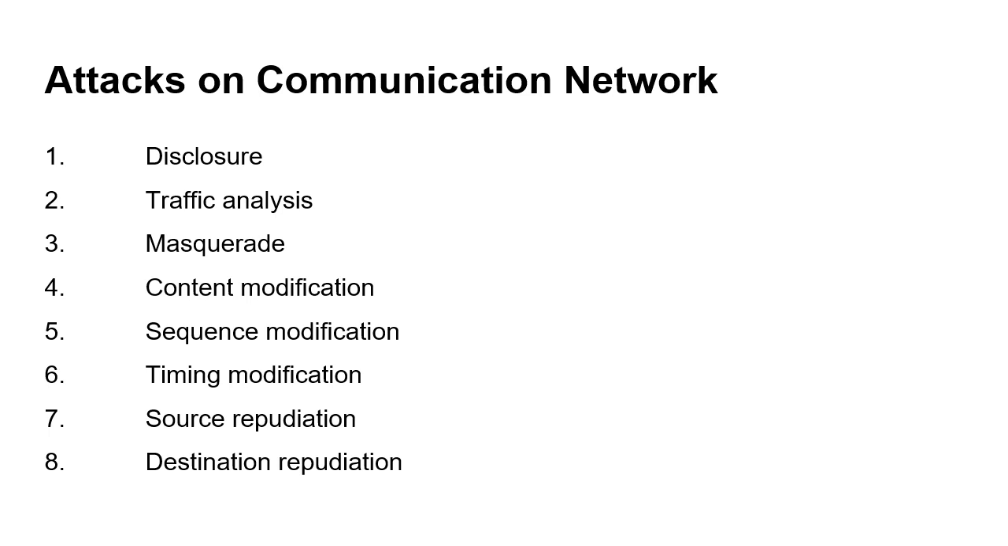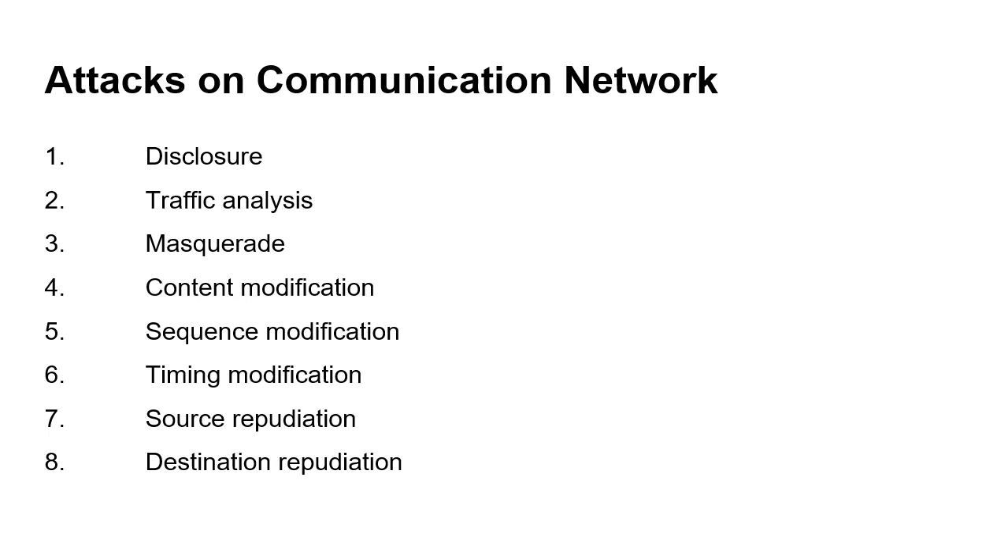And the third is masquerading. Insertion of messages into the network from fraudulent sources without authorization is masquerading. Fourth is content modification, changes to the original content. It can be deletion, insertion, transposition or modification, all of which come under content modification. The fifth one is sequence modification. Here we alter the sequence of the messages by inserting some content or reordering the contents, all of which come under sequence modification.